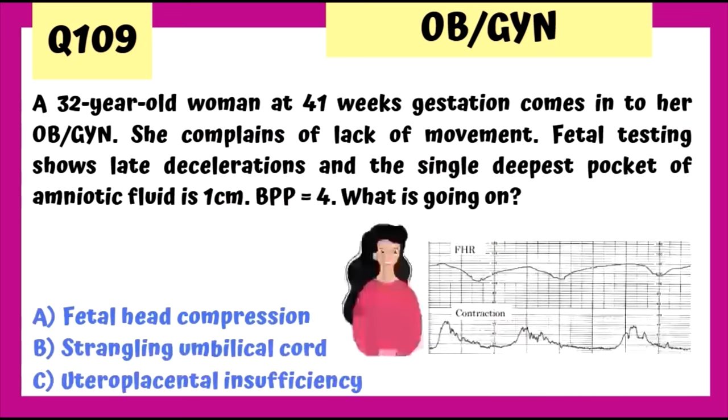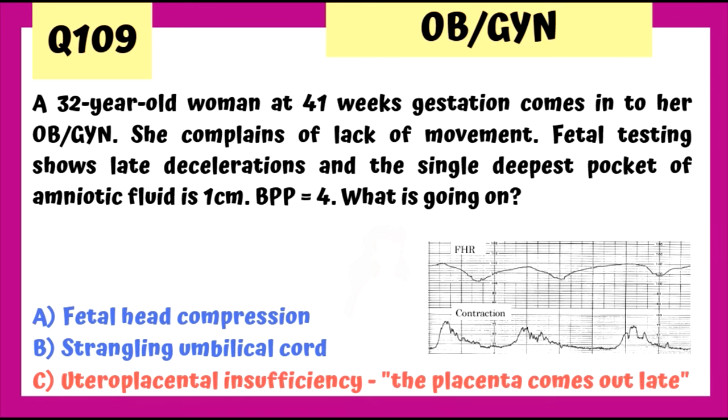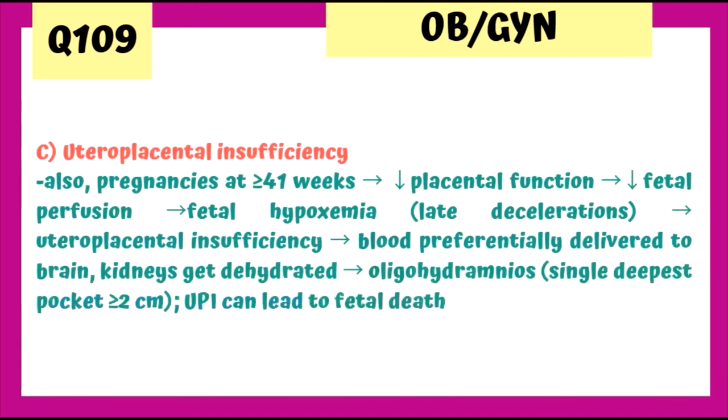Question 109. A 32-year-old woman at 41 weeks comes into her OBGYN. She complains of lack of movement. Fetal testing shows late decelerations. Remember, late. The placenta comes out late. Uteroplacental insufficiency. And that's the answer. Uteroplacental insufficiency. That's what's going on over here. Placenta comes out late. Here's a little about uteroplacental insufficiency.